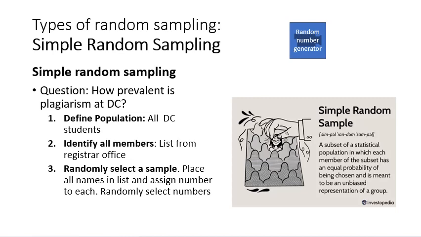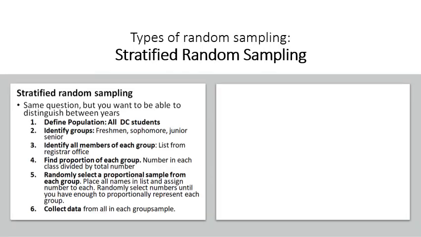You would put them in a list and give each member a number, and like it says here, place all names in list and assign a number to each and then randomly select numbers. And then you'd have to be really careful to collect data from everyone in that sample. Because if you don't, you can come into non-response bias, which we'll talk about in a moment.